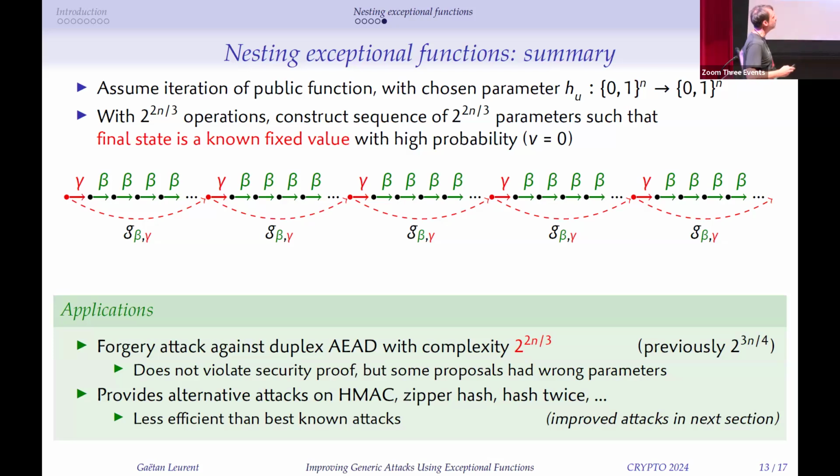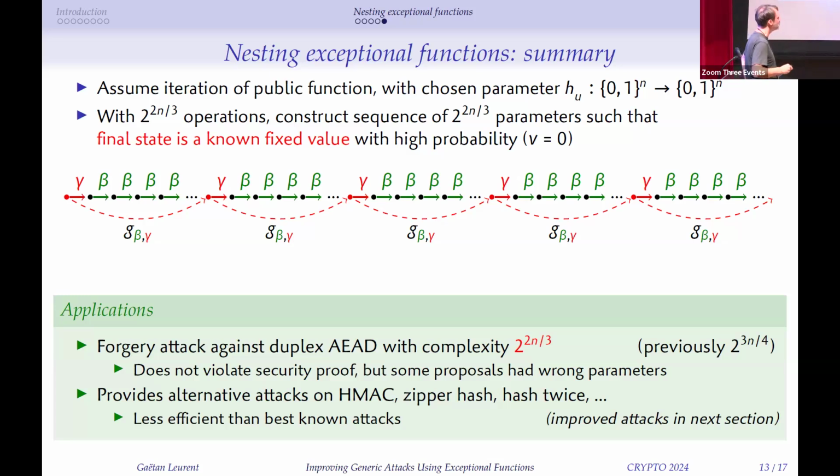We have this property that if we are given a family of functions with some attacker-chosen parameter, we know how to build a specific sequence of parameters of length 2 to the 2n/3, such that at the end, the point that we reach is a fixed known value with high probability independently of the state at the beginning. So starting from any secret state, we can guess with high probability the state after processing all this sequence of functions. And this could be a useful tool to attack a variety of targets.